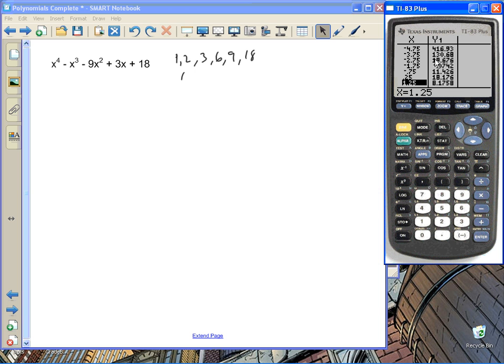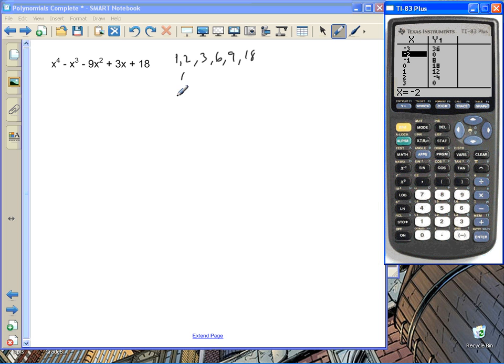Okay, but there's one between here and here. Oh, it's still going up by 0.25. I don't want that. Oh, table start. I want to start at 0. There we go, that's better. Okay, because I want whole numbers in my x column. So right there, there's a 0 at -2 and a 0 at 3.